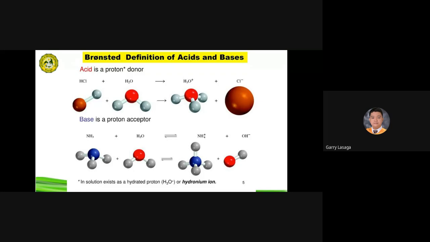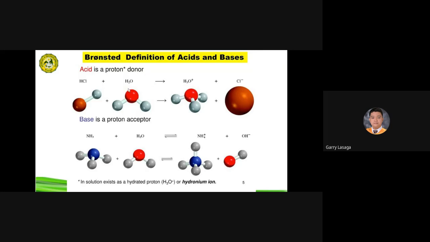Because nag-accept siya ng hydrogen ion. So, yung ating water dito, meron siyang, kita naman ninyo, dalawang hydrogen ion. So, it is considered to be a base because, again, our definition of a base is that it is a proton acceptor. So, when we say proton, that refers to our hydrogen ion. So, when water, H2O, will accept a proton, it will form hydronium ion or meron na siyang tatlong H, H plus.